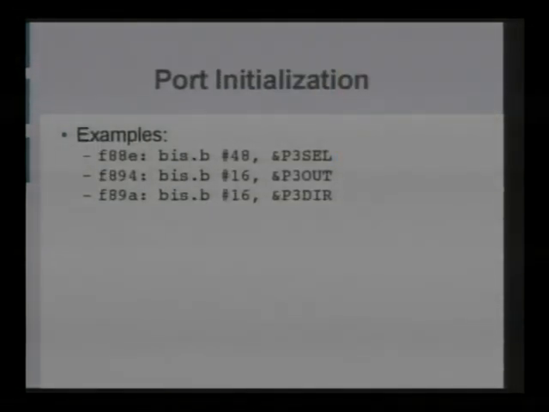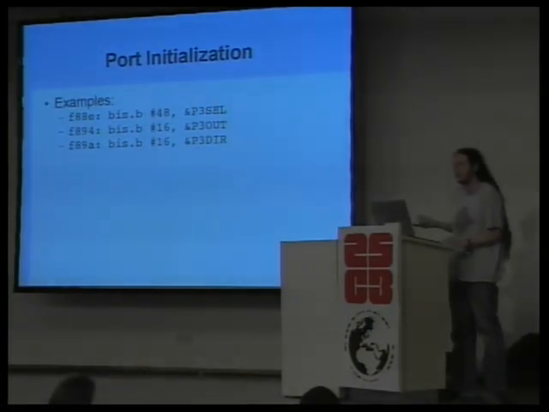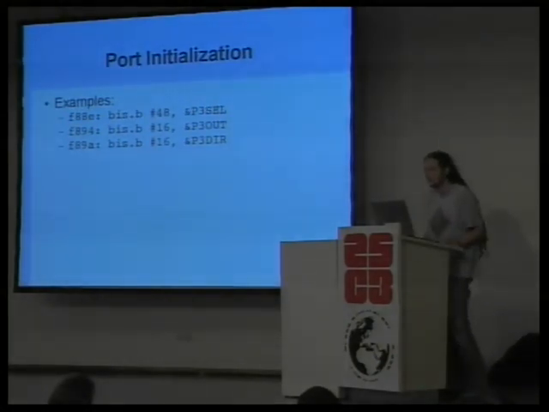So this is an example of the code that actually initializes a port. The P3 SEL, P3 OUT, P3 DIR select which function port 3 will be used for, which direction it will be used, as well as what its output values are. So like bis.b, bit set byte-wise, it sets the 16 bit of port 3 high.